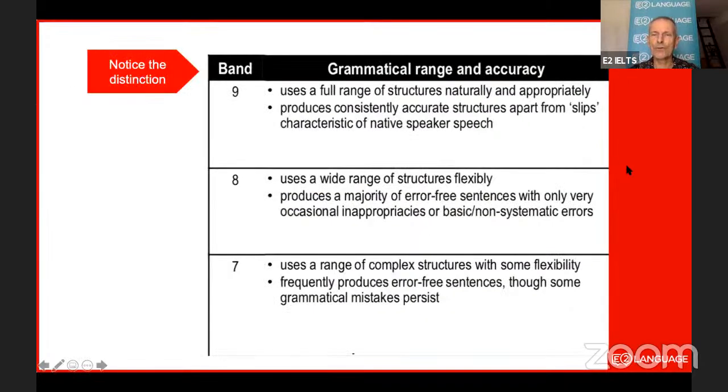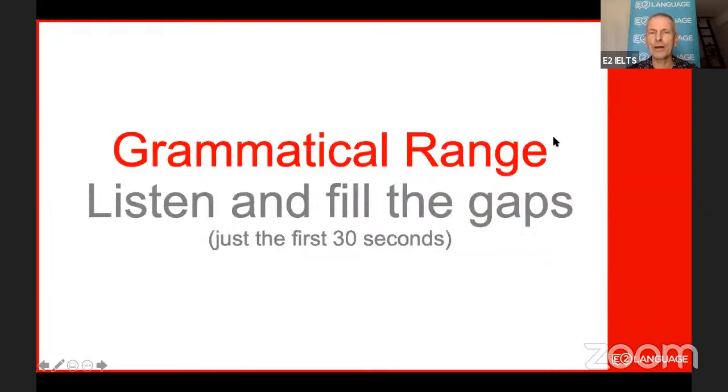And let's look at grammatical range and accuracy. All right. Okay. Notice the distinction. Grammatical range and accuracy. Full range of structures, naturally, appropriately. Wide range of structures, a range. So there's the difference between a 7, 8, and 9. I know it's pretty hard for you to listen to yourself and say, well, am I a 7, 8, or 9? But there are other ways in which you can get feedback, and I'll tell you about those soon. But let's have a look at what grammatical range actually means.